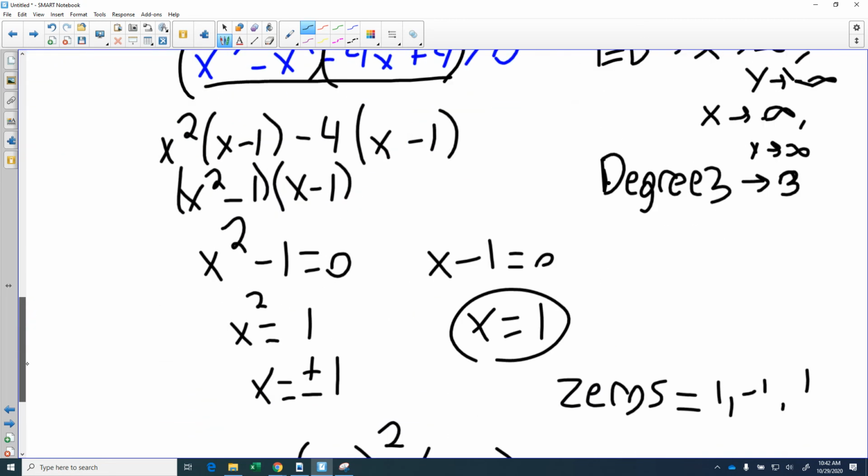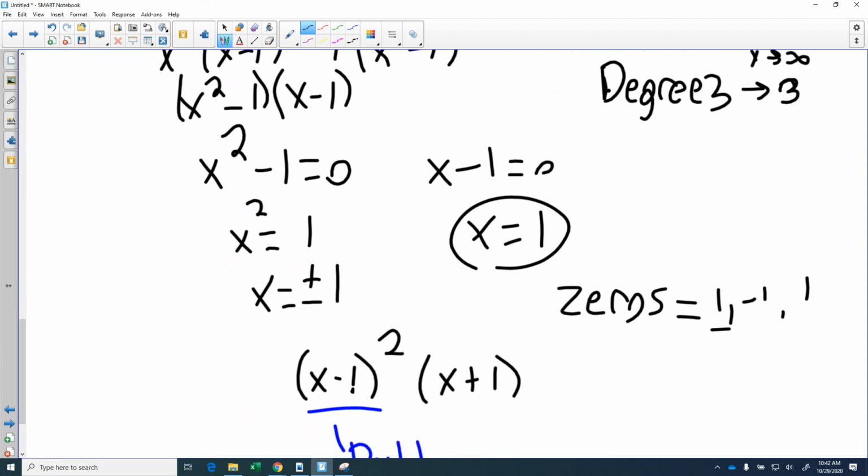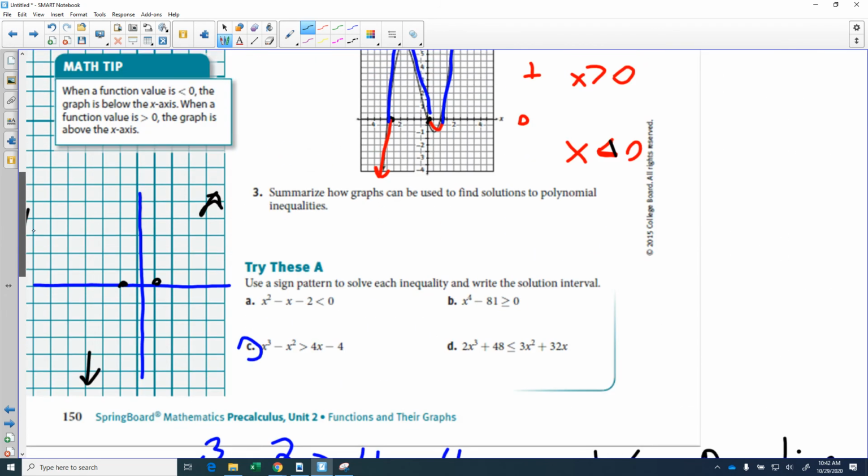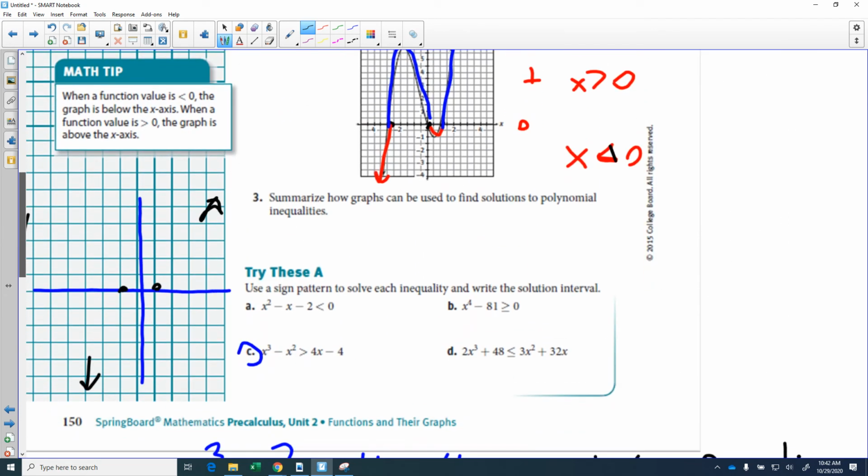And the last thing we have to really think about is that at 1, we're going to have a double root, which means we don't cross, we touch. So if I just follow my lines, I should be going through this, touching at that coordinate, and finishing through.